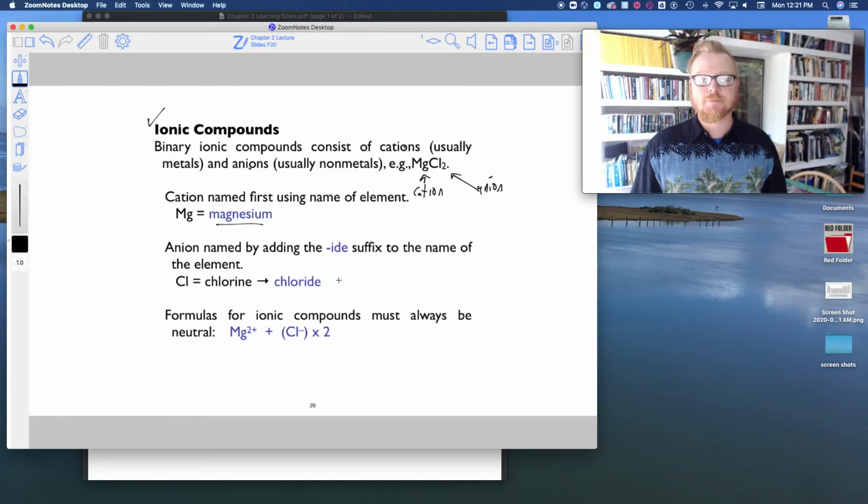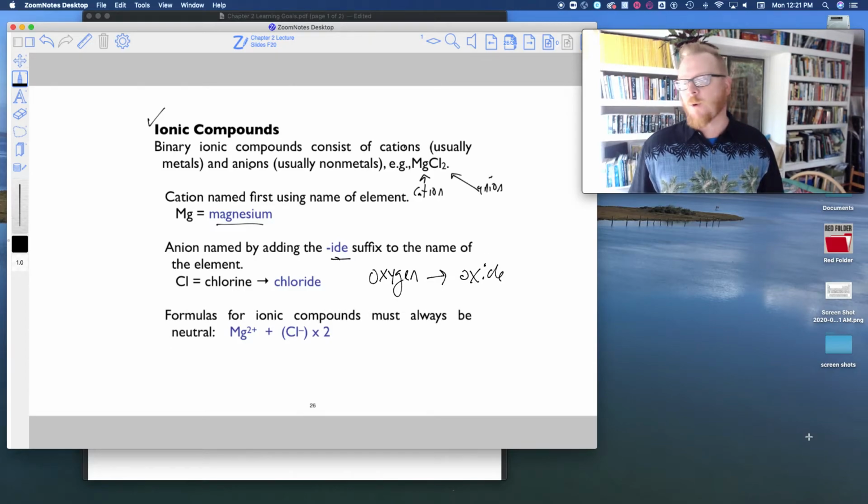The anion, we put an "ide" at the end also. So that was similar to what we did with the covalent. We put an "ide" at the end. So chlorine would become chloride. Bromine would become bromide. Even oxygen can form covalent compounds, but oxygen can also form ionic compounds. Oxygen also, similarly, just like we did before, oxide.